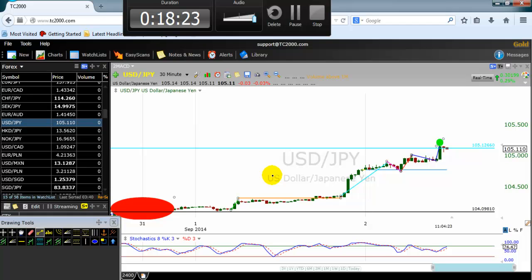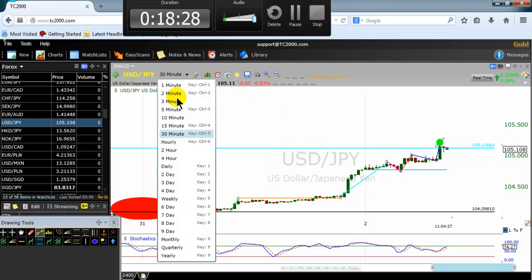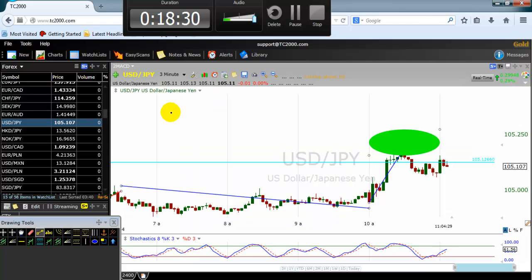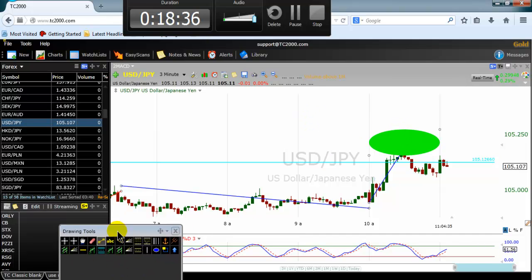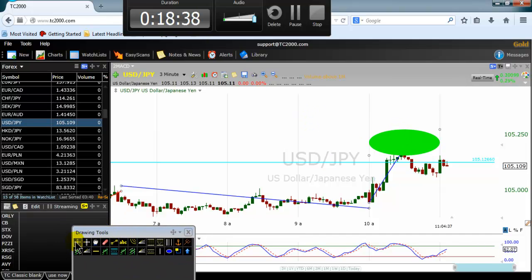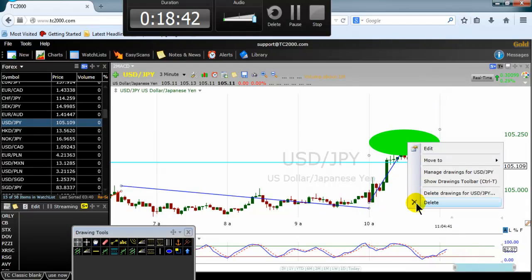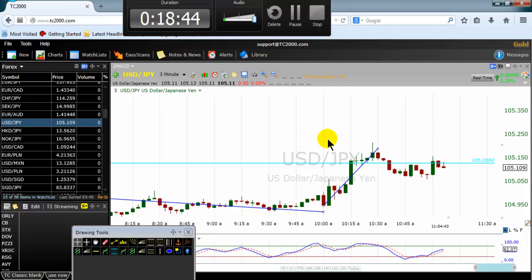All right, so now I'm just going to go to the 3-minute chart to monitor. When we go to the lower time frame, we want to see what is happening now, the momentum, what is happening right now. We are about to enter the trade. We go to the lower time frame, and we want to zoom into it and see what's happening here.